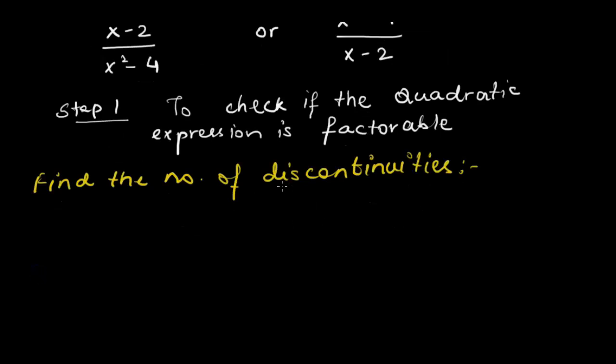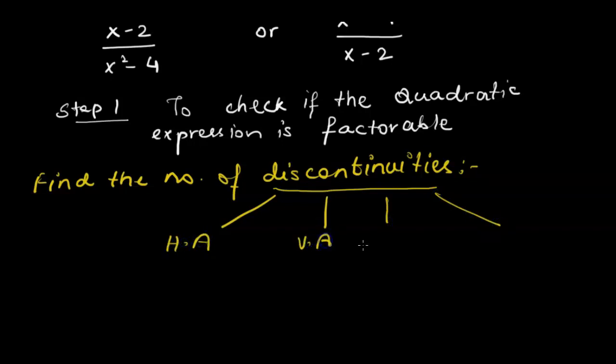Now let's first understand the meaning of the term discontinuities. Discontinuities are any breaks in the graph. So there are 4 types of discontinuities that we are always looking for. One is horizontal asymptote, second is vertical asymptote, third type of discontinuity is called a hole, and fourth type of discontinuity is called oblique asymptote.